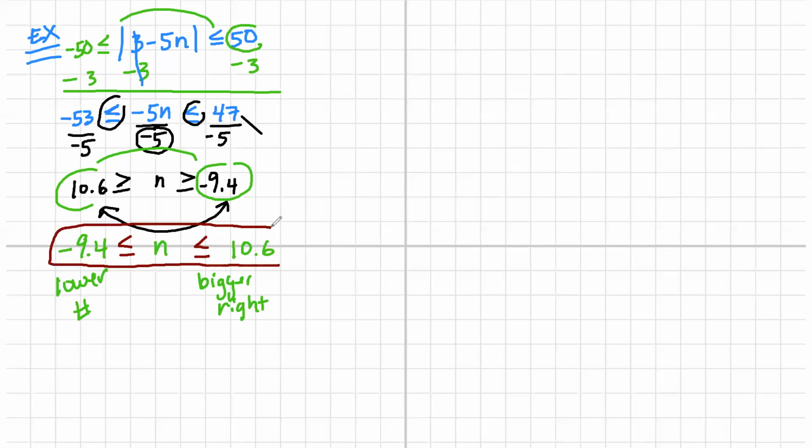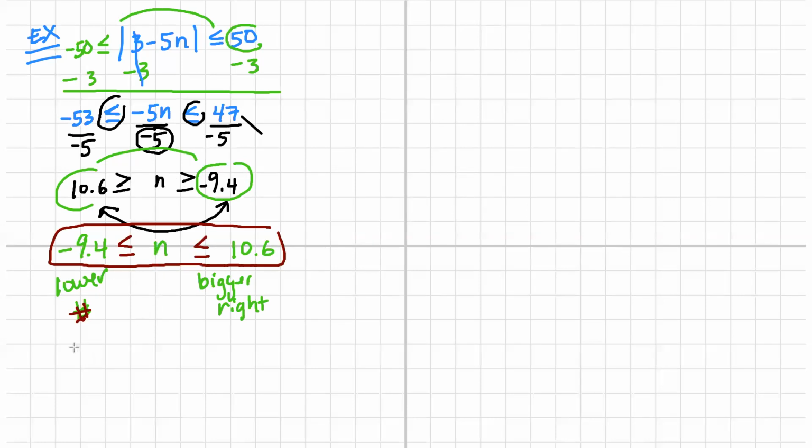Now this is in the right form because you always want the lower number on the left and the bigger number on the right. If it comes out with the bigger number on the left and the lower number on the right, and you leave it like that, I will take off a point. You'll get most of the points for the work you show, but I will take off a point, because this is going to help you graph it better.